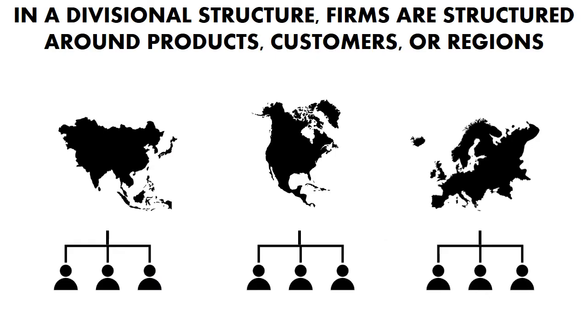A divisional structure is when firms are structured around products, customers, or regions. So we might split up a company into divisions where we have an Asian division, a North American division, and a European division. That would be a divisional structure.